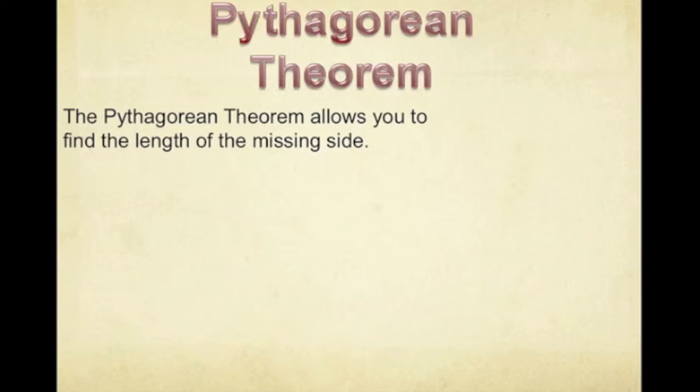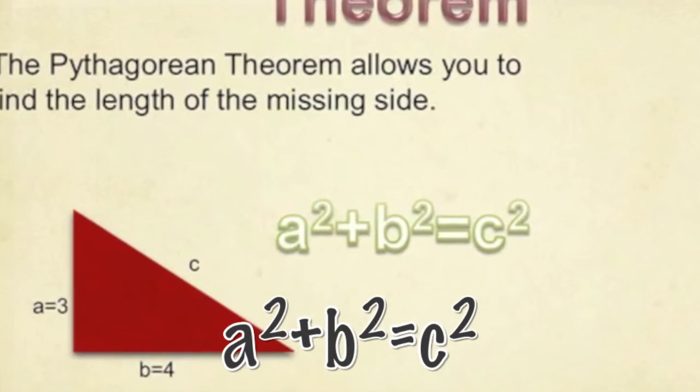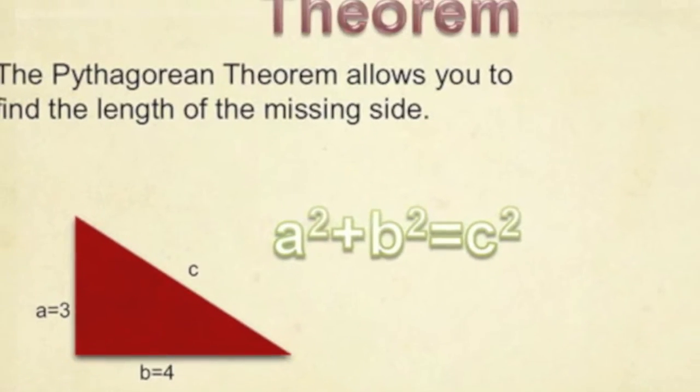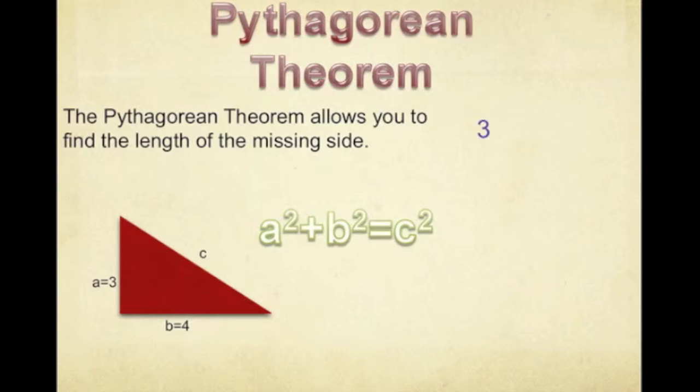The Pythagorean theorem allows you to find the length of the missing side. The formula for the Pythagorean theorem is a squared plus b squared equals c squared. In the triangle here, we know a and we know b. So if we plug in the measurements, we have a is 3 squared, plus b is 4 squared, equals c squared.